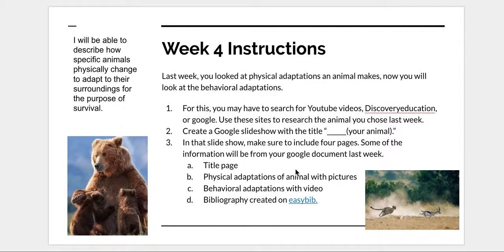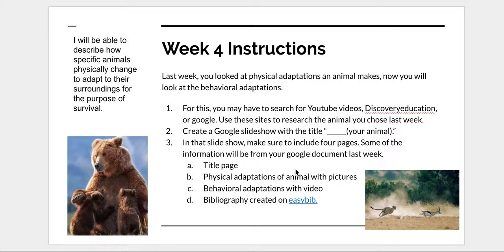So what I want you to do is, this week you may have to search for some different YouTube videos, Discovery Education, make sure it's the Waukesha version, or Google, and use these sites to research the animal you chose last week. So you should already have a great handful of research, but this week I want you to go even further. And you're going to create a Google slideshow with the title of your animal. So for example, if you chose a brown bear, the name of your slideshow would be Brown Bear. In that slideshow, I want you to make sure you include 4 different pages.